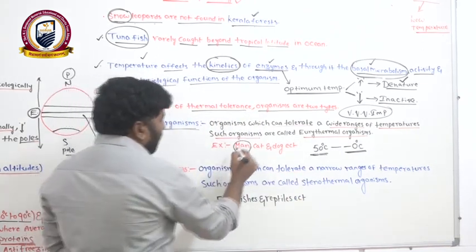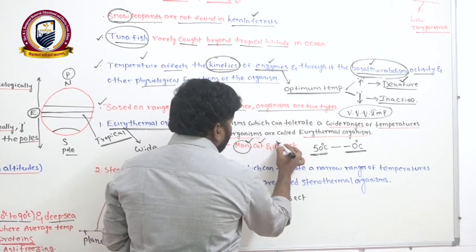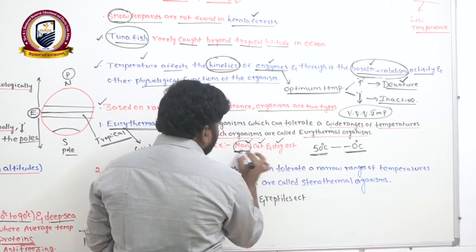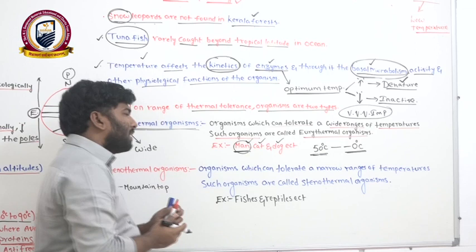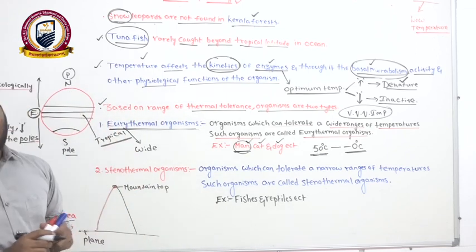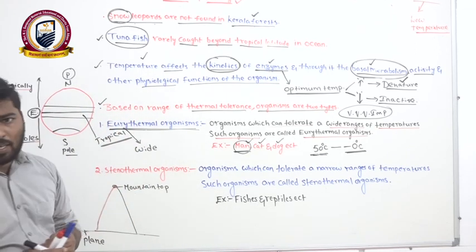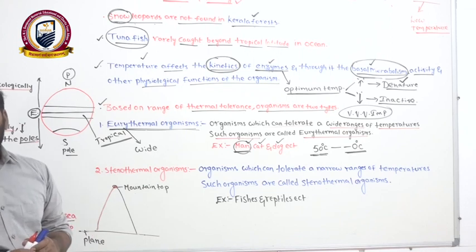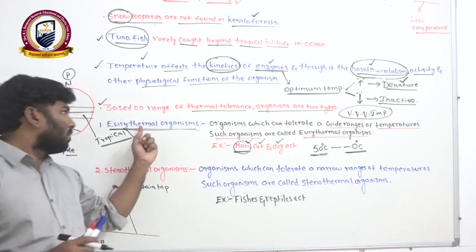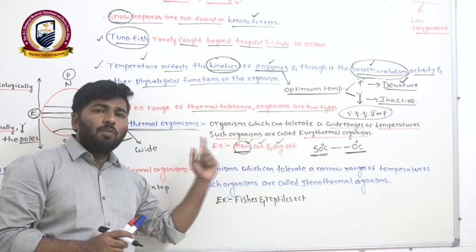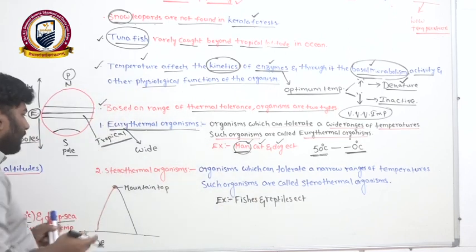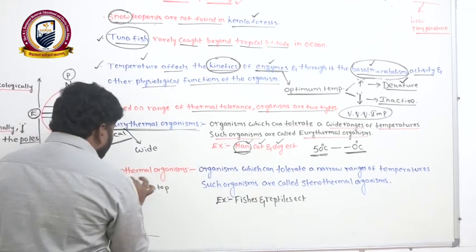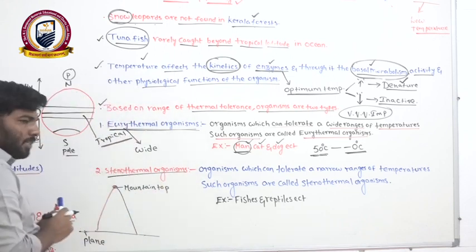Okay, examples: man, cat, dog. Human beings and surrounding organisms are considered eurythermal organisms. You can take plants as an example also. They are also existing in wide ranges of temperatures. Clear?